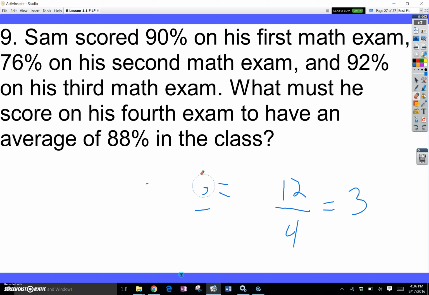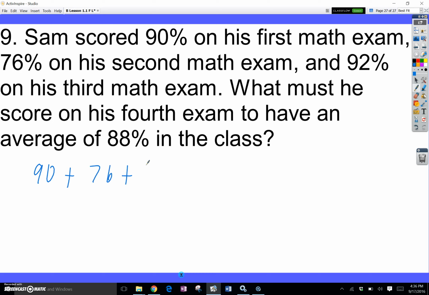This has to deal with someone's test. On number 9, what they did is they're taking the scores of Sam. So Sam's first test, he scored 90. On his second, he scored a 76. On his third, he scored 92. And I don't know what he scored on his fourth, so I'm going to put X.